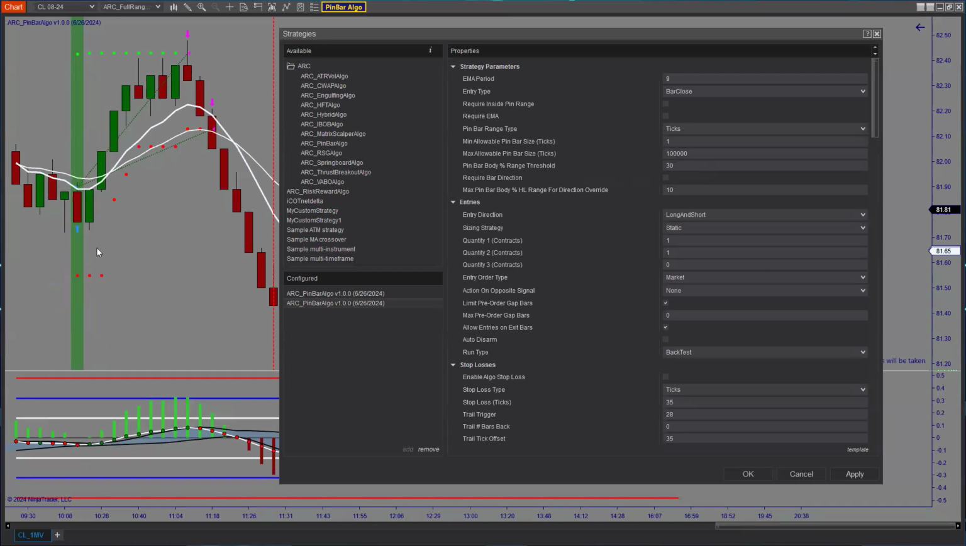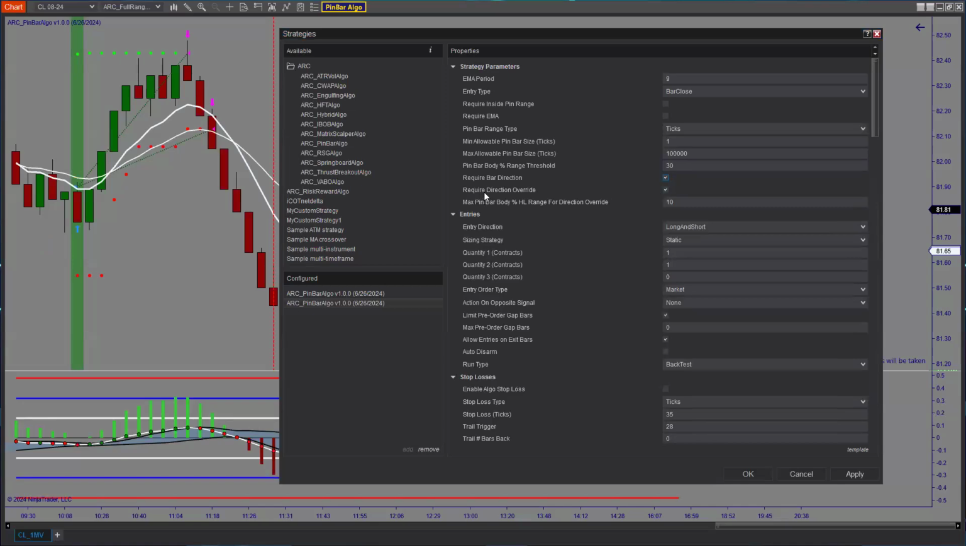You could set it to whatever you want and see what works for you. I kind of like it. The 30 was kind of what was really working well for me. Require bar direction. What this is saying is that in order for this to be a bullish trade, you would need to close above the high, or above the open rather. So it would need to be a bullish bar as well. You can use that if you like.